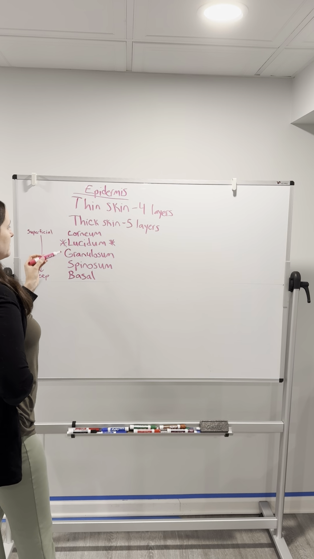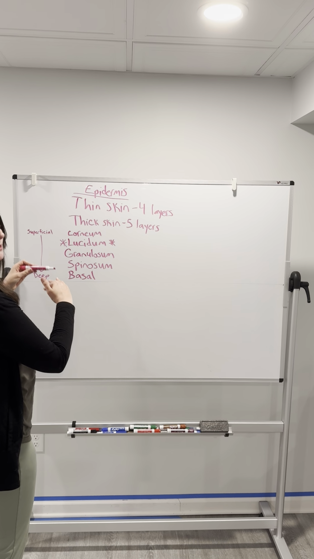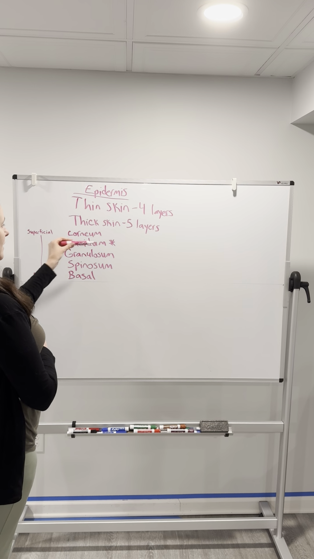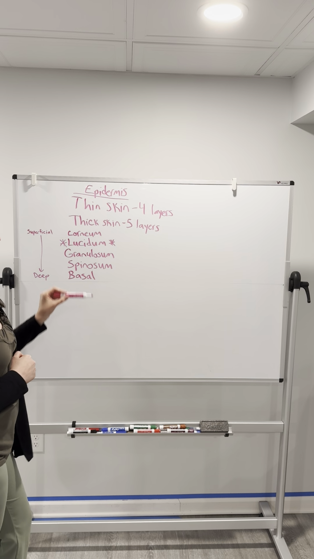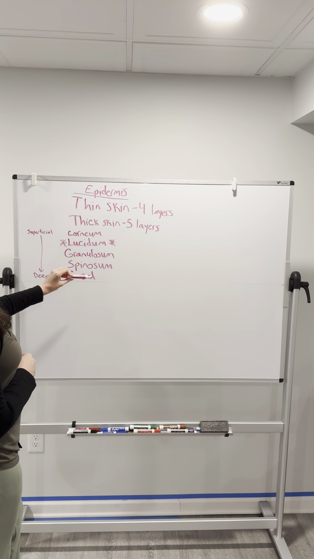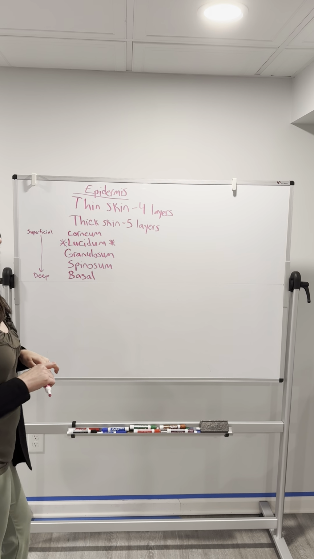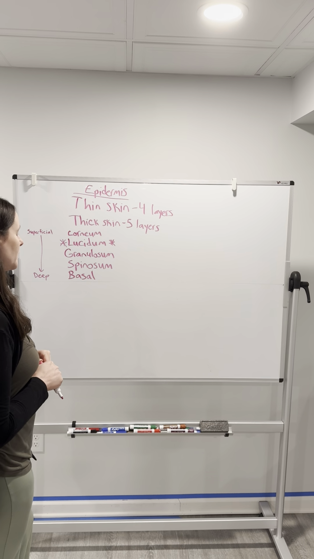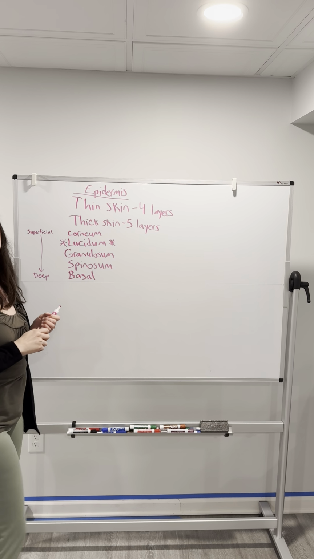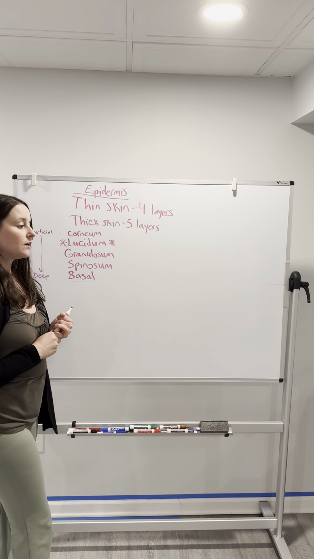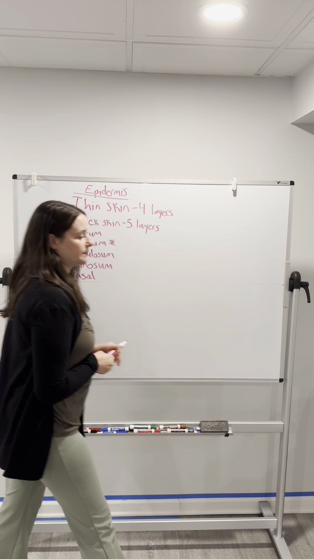So if we're talking about thin skin here, it goes stratum corneum, granulosum, spinosum, basale. If we're talking about thick skin, we have this extra layer. So it goes corneum, lucidum, granulosum, spinosum, basale. And the stratum basale is only one layer of cells, okay? And again, this would hold those melanocytes and also the tactile cells or the touch cells.